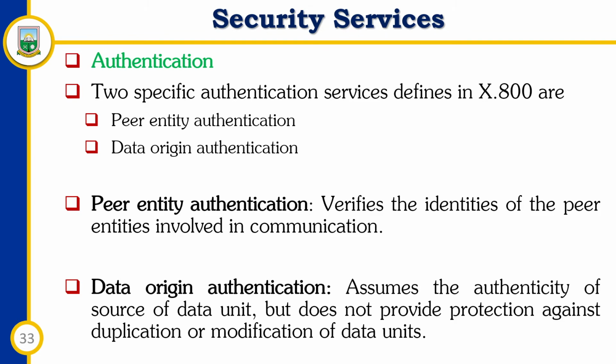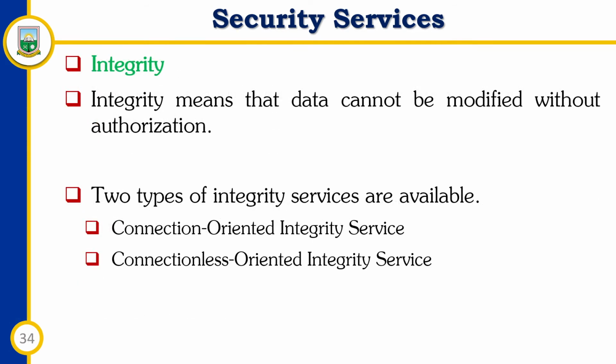The next one is integrity, which is the third of the triad. When we say integrity, it means that data cannot be modified without authorization. Integrity protects data or information from improper modification and also destruction. It does this by ensuring information non-repudiation and authentication. I'll talk about non-repudiation in the subsequent slides.